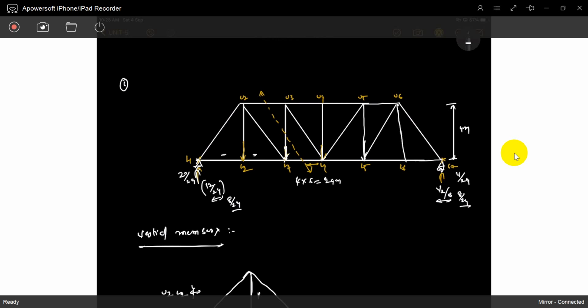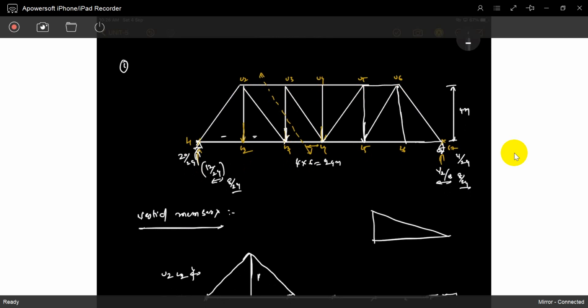You already know the influence lines for VA and VB, because VA and VB is how it is changing. VB is changing how? This is one, this is one. You already know it. So for the load from L1 to L3, we have to write down the influence line for V2. So that's it.